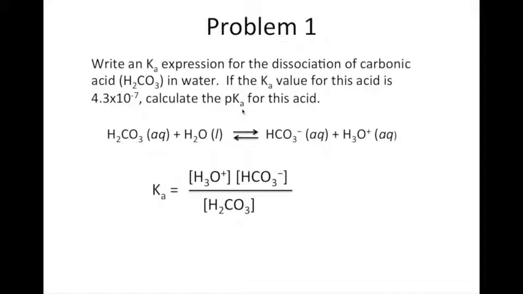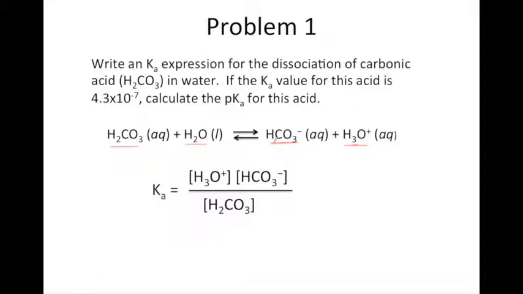Okay. So the first thing we would want to do is write our Ka expression. To do that, we'd probably want to write a balanced chemical equation first. Our carbonic acid plus water gives us HCO3 minus, bicarbonate, plus hydronium. So carbonic acid will deprotonate, and this will be my weak acid. Water will be my weak base. Water will accept the proton, forming bicarbonate and hydronium.